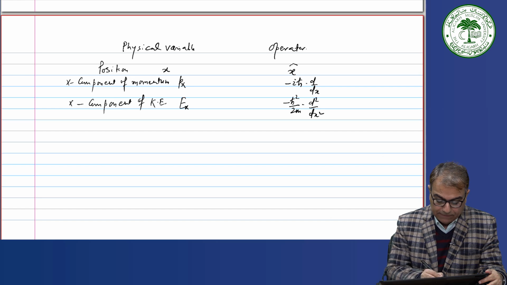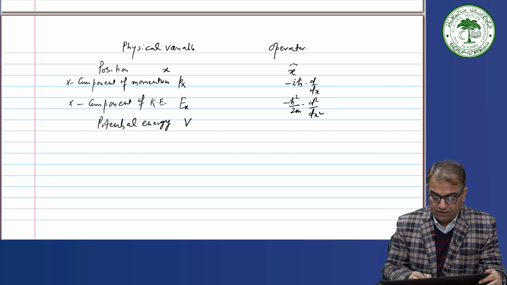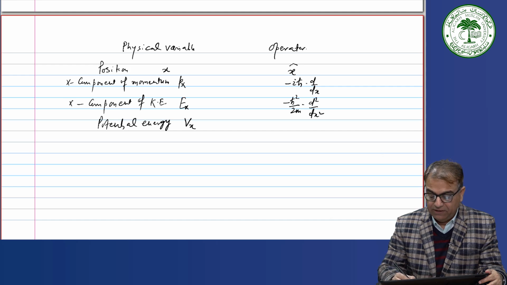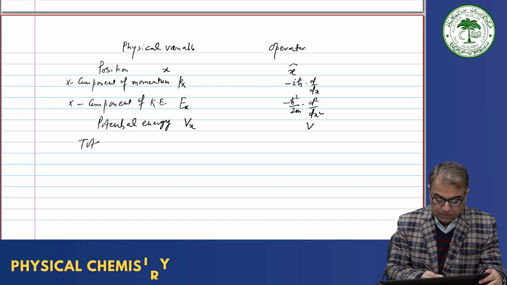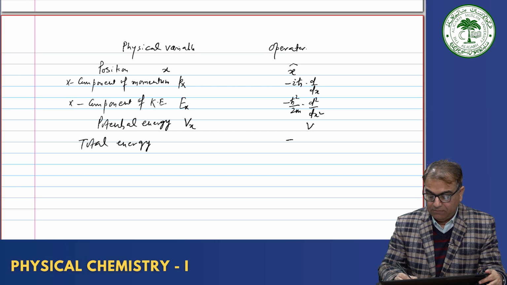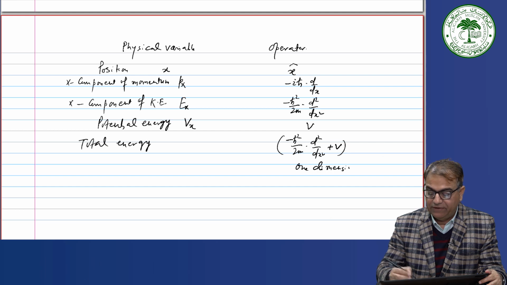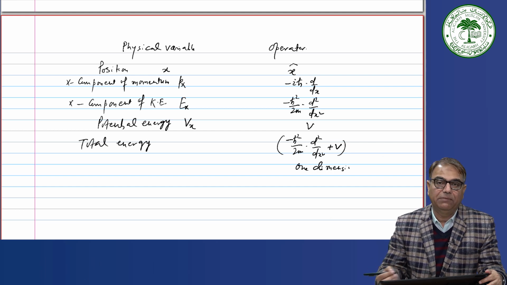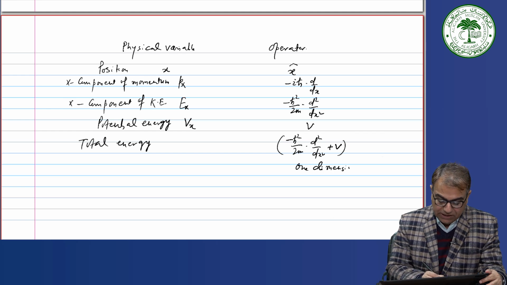For potential energy, V, and if it is the x component I will write V. So, this we write V symbol only. Okay. Total energy, we can write minus h cross square divided by 2m d square by dx square plus V. So, this is for one dimension, and we can add other dimensions also depending upon the system. Okay.